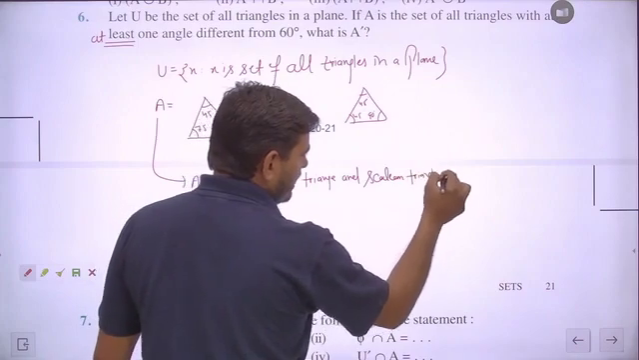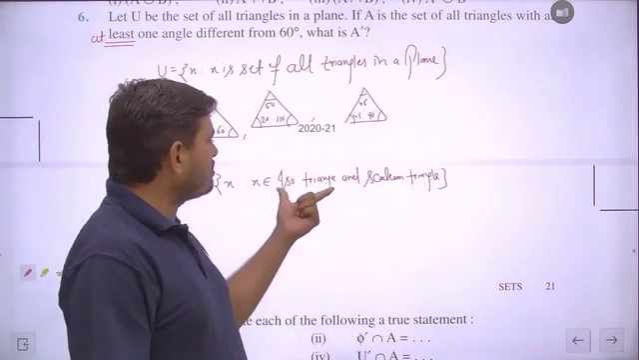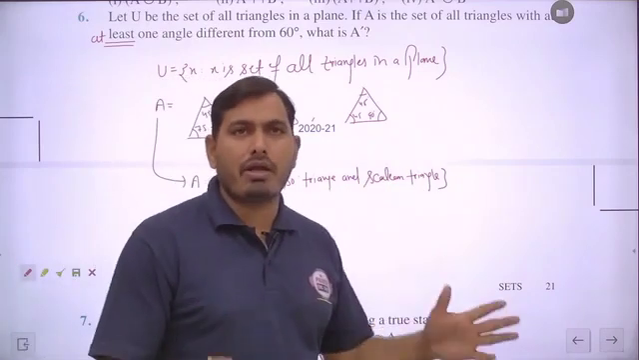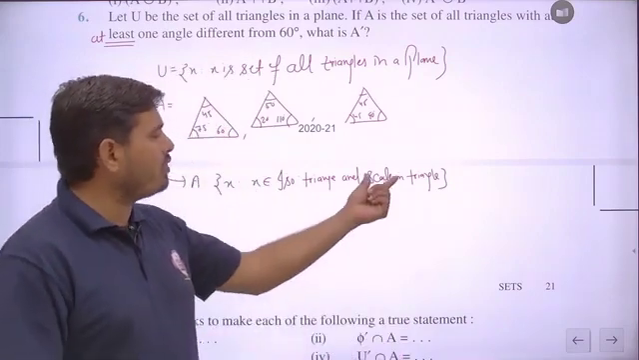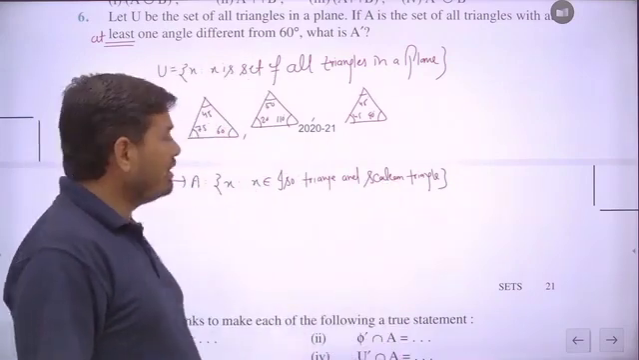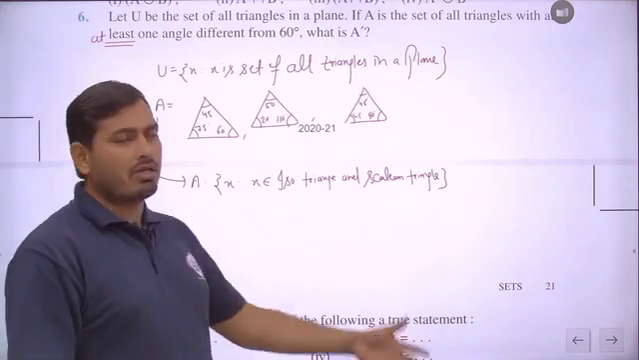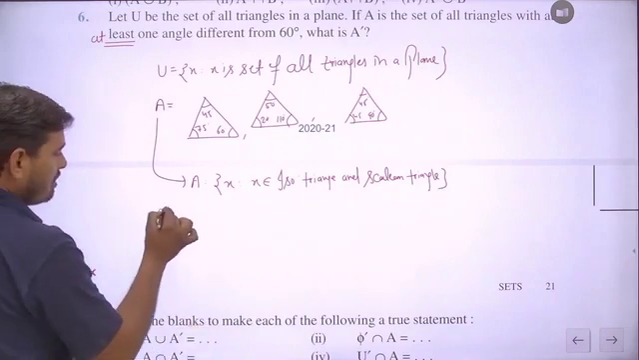Means in the set A, both kinds of triangles get included, either isosceles triangles or scalene triangles. Isosceles means where two angles are the same, or where none of the angles is the same is known as the scalene triangle. So here in the case of set A, these types of isosceles and scalene triangles get included. Now what should be the answer of A dash?